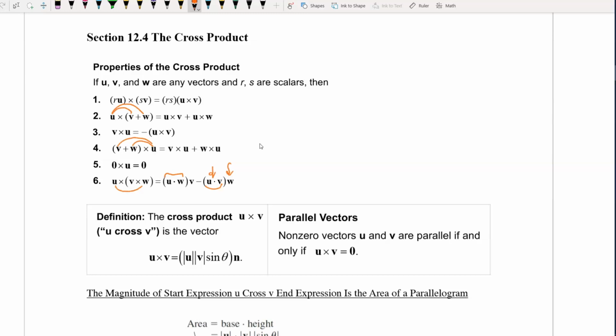Definition: the cross product u cross v is the vector equal to the length of u multiplied by the length of v multiplied by sine theta multiplied by n. Here we have parallel vectors. Non-zero vectors u and v are parallel if and only if u cross v is equal to 0.